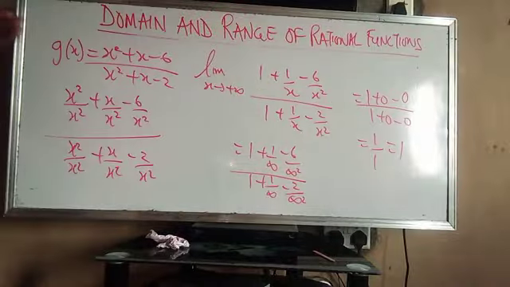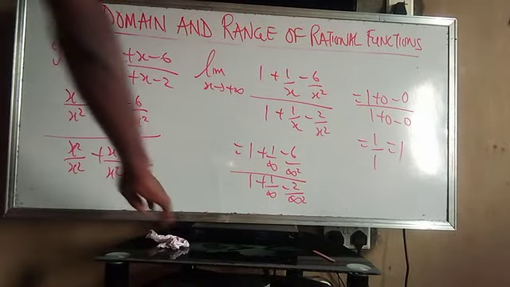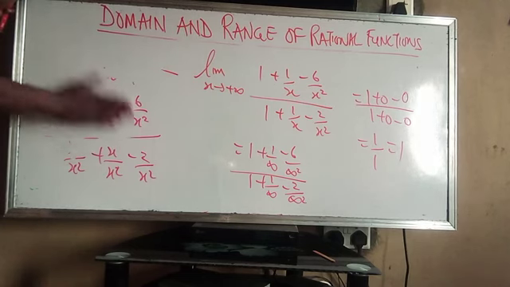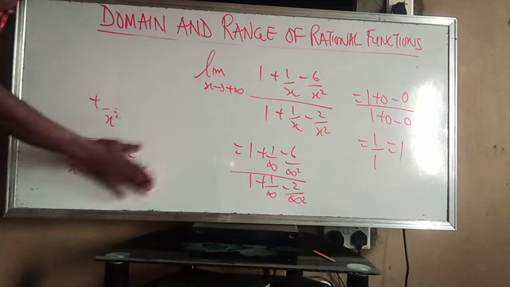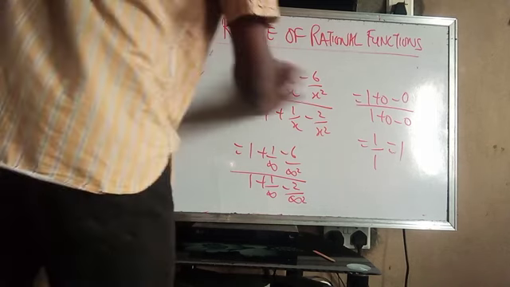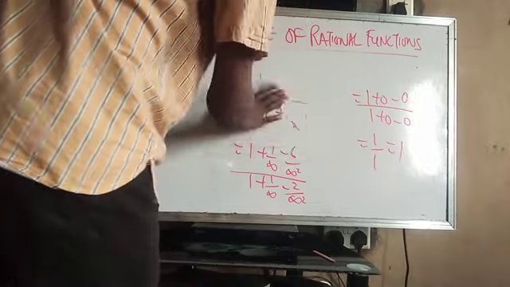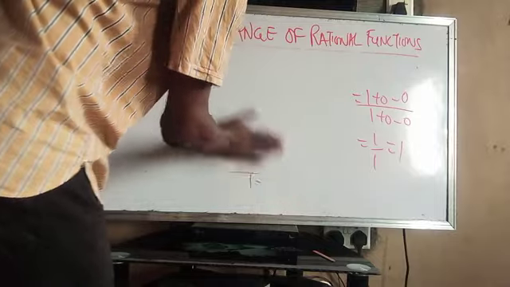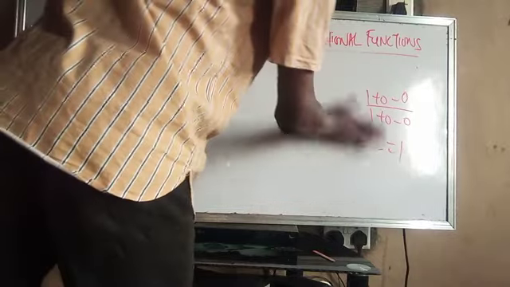So that means the range of this function must never be 1. As x tends to infinity, the range must not be 1. So that's where y is at the horizontal asymptote. When x tends to infinity, y must not be 1.